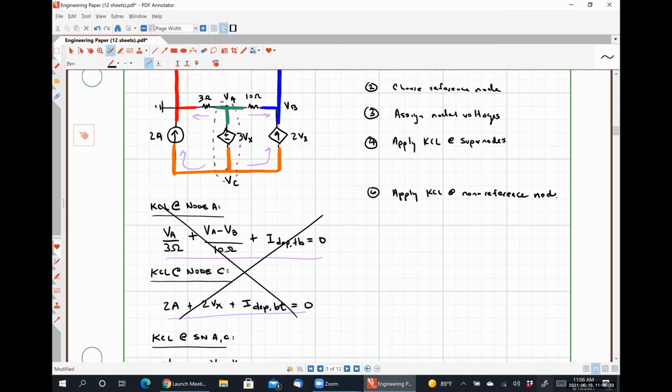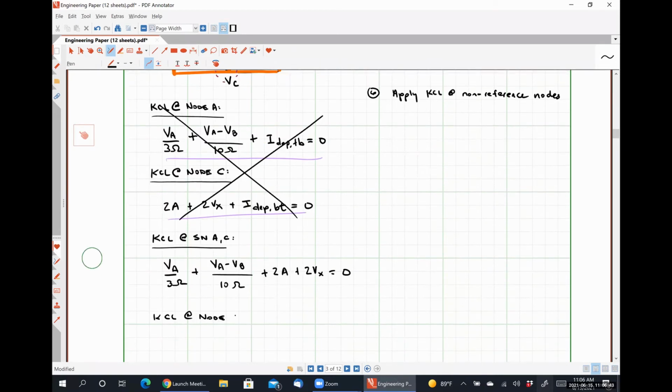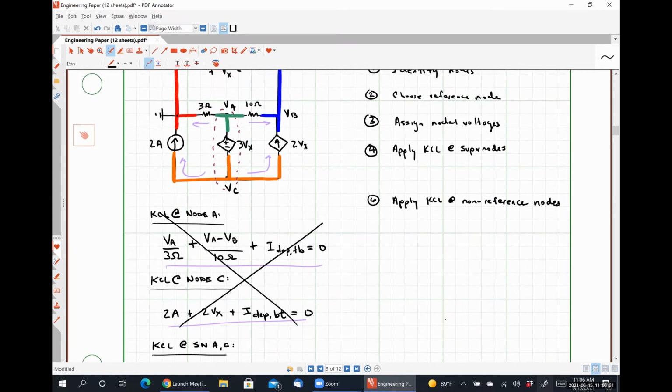My non-reference nodes, all right. KCL at node B. So if I apply Kirchhoff's current law here at node B, I'm gonna be adding this current, and this current, right?